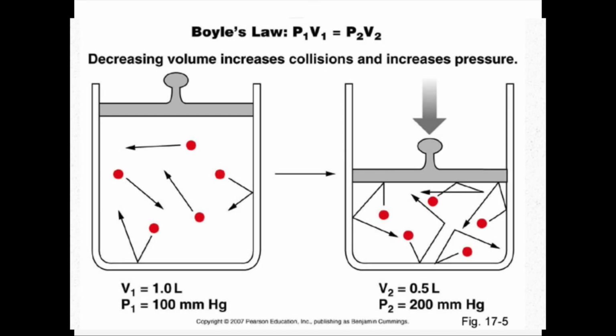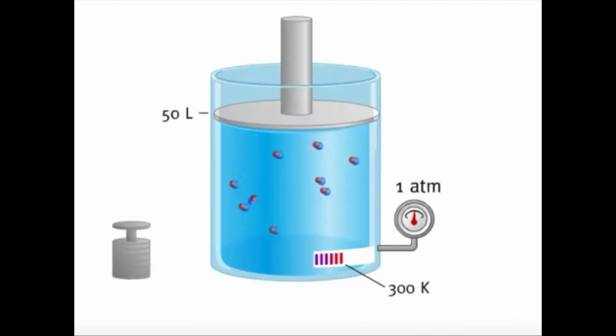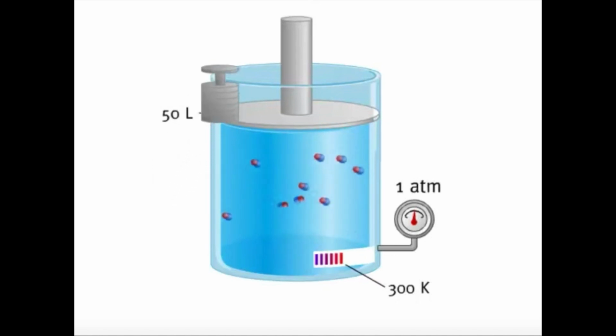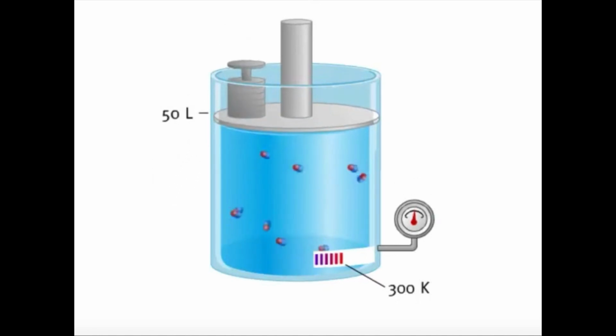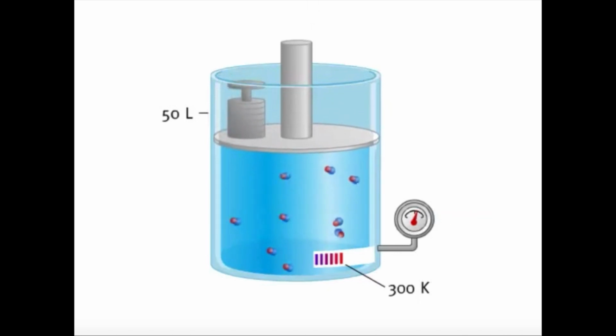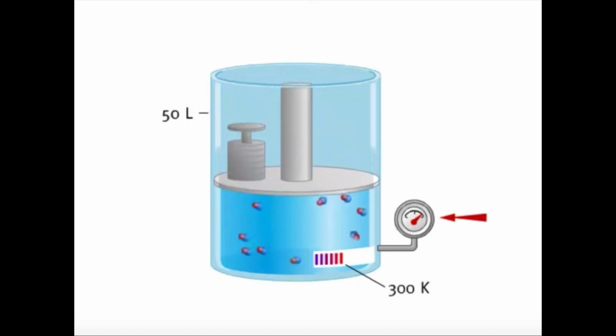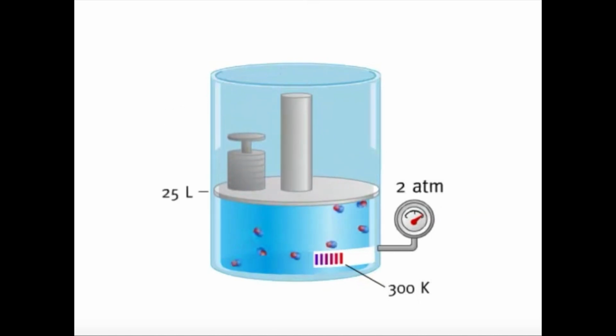Boyle's law says decreasing volume increases collisions and increases pressure. You can see here as I put this weight on the top and I decrease the volume, watch the pressure gauge, the pressure increases. And you can see that by the collisions on the side of the container.